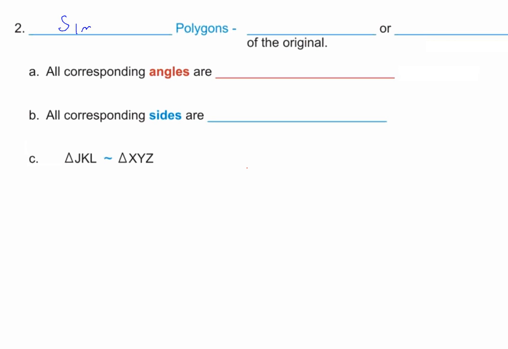Similar, S-I-M-I-L-A-R. Similar polygons. A similar polygon, listen now, a similar polygon is an enlargement or reduction of the original. An enlargement or reduction of the original.